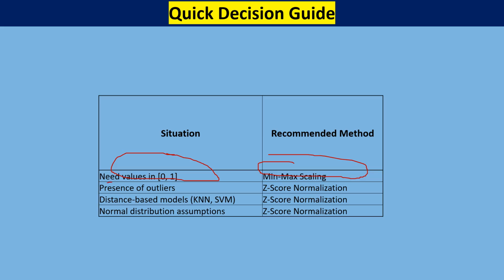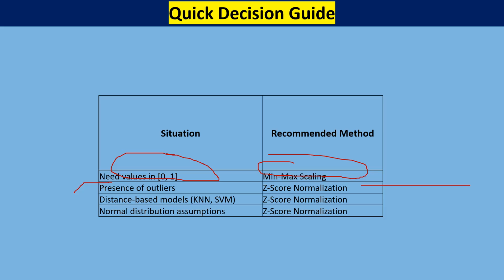Presence of outliers: min-max scaling can be heavily skewed by outliers. If you have an outlier or extreme values, the entire scale gets compressed. Z-score handles this better. Standardization based on mean and standard deviation makes outliers more manageable without distorting the rest of the data. Distance-based models, KNN, SVM: that is where normalization is needed.